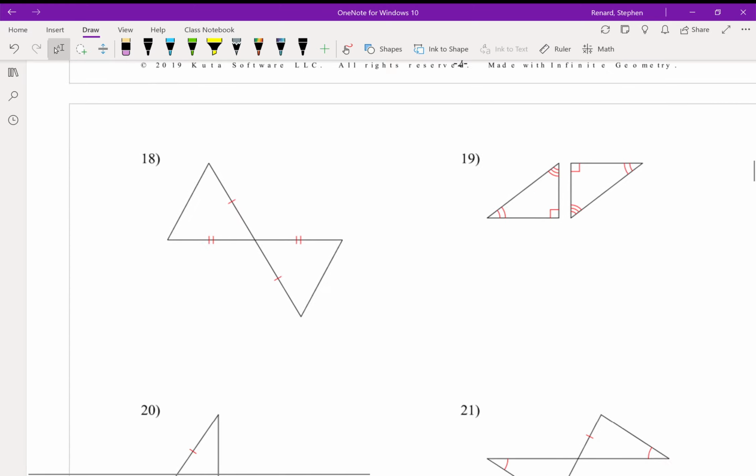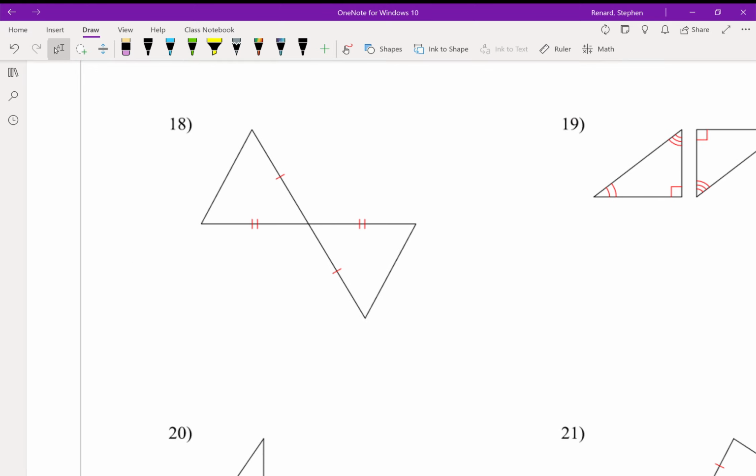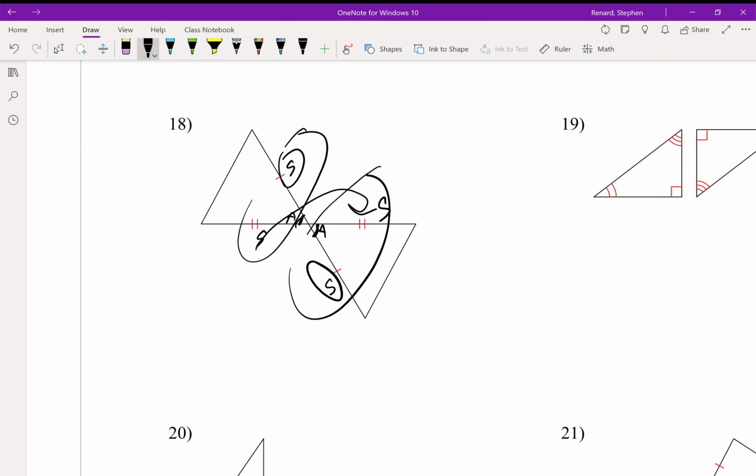Okay, number 18. So here we have a side and a side. These two sides match up. These two sides match up. So now we're in an angle. And I go, hold on a second, I remember these little bow tie angles right there. Side, angle, side. So we say yes by side-angle-side.